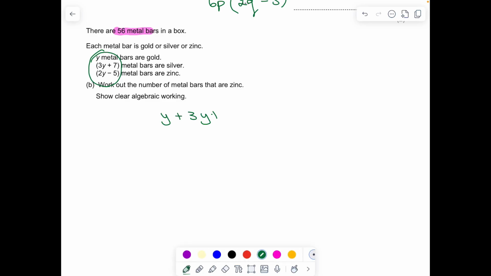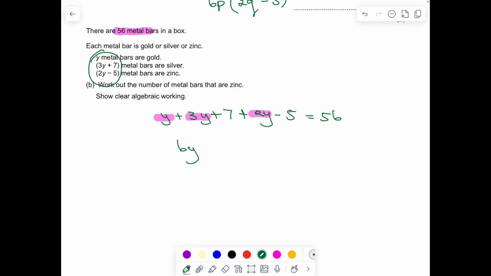Oh, took it off the pen. Plus 7 plus 2y minus 5. And I know that must equal 56. So then I gather my like terms. So I've got y plus 2y plus 3y. And so that gives me 6y.